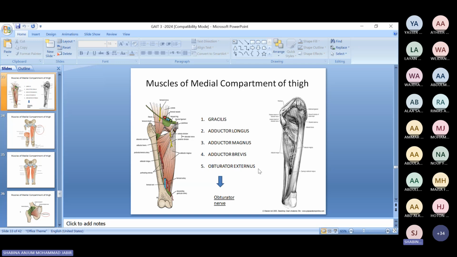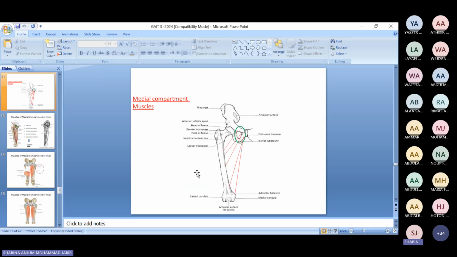Then we have the obturator externus, which will come from the outer surface of the obturator foramen. So very easy if you want to know the origin. Obviously all these muscles will come from this area, from the pubic bone, maybe the body, maybe the ramus. Now, can you see where these muscles are going to get inserted? They are going to the medial or posterior aspect of the femur.